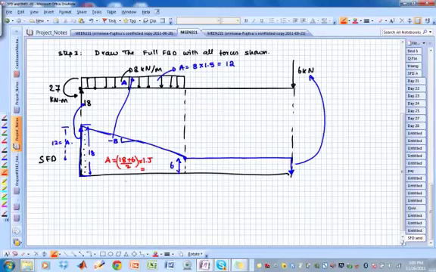That's 9 plus 3, 12. 12 times 1.5 is 18. 12 plus 6 is 18 units. 18 kilonewton meter here, so we will use that. And the area of this is 6 times 1.5, which is 9 kilonewton meter.